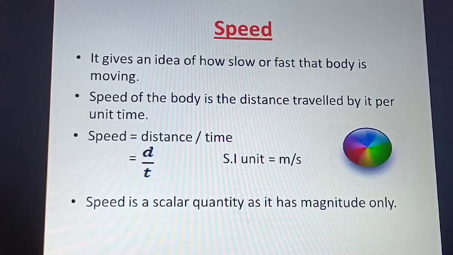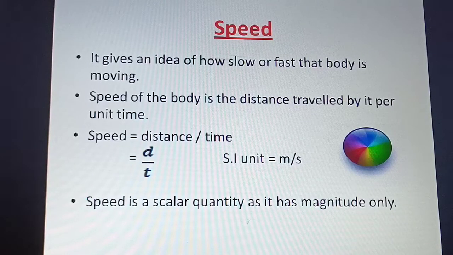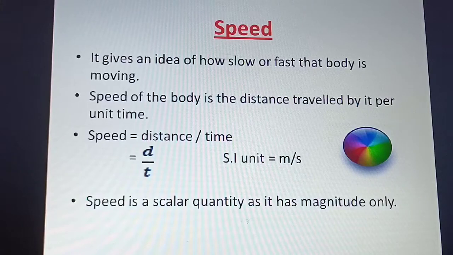So, the formula of speed is distance upon time, and the SI unit is meter per second, because distance you always write in meter, isn't it? The SI unit of distance is meter and the SI unit of time is second. Therefore the SI unit of speed is meter per second. And speed is a scalar quantity as it has magnitude only. Remember, in speed there is no need of direction. Direction is not important, since speed counts on magnitude, so it is a scalar quantity.